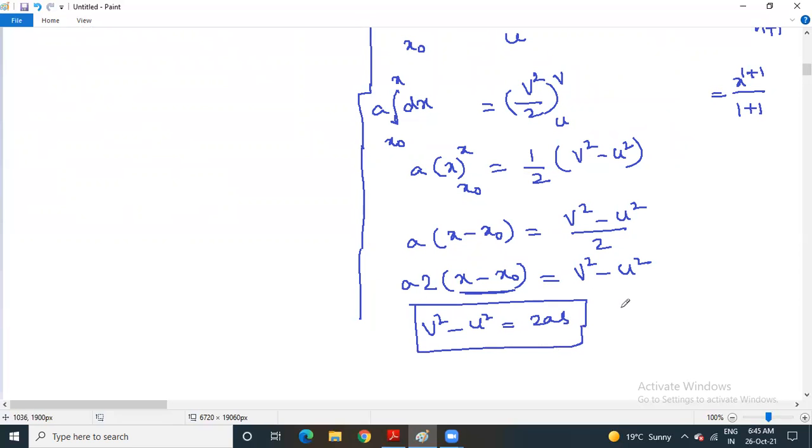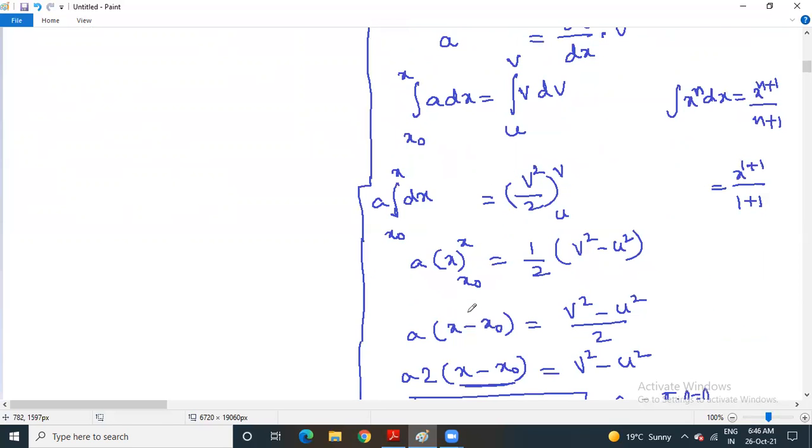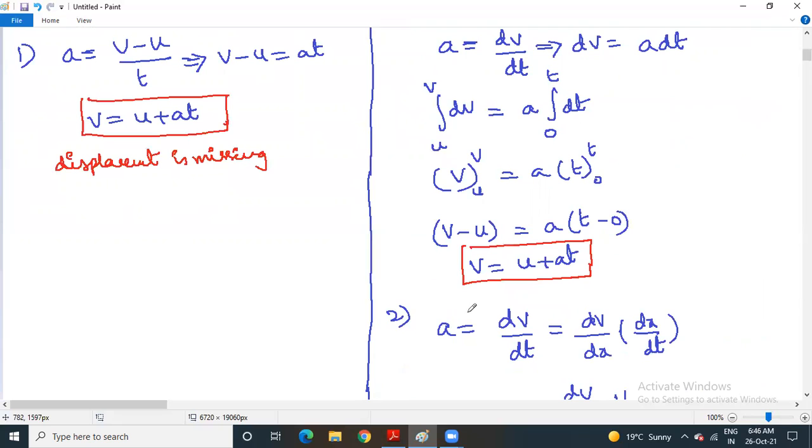Total displacement. S is the total displacement here. Now, making use of this, let us move with a general method. We got, by following integration, v square minus u square equal to 2as. Already the proof is over, so let us try to find it in the general method.